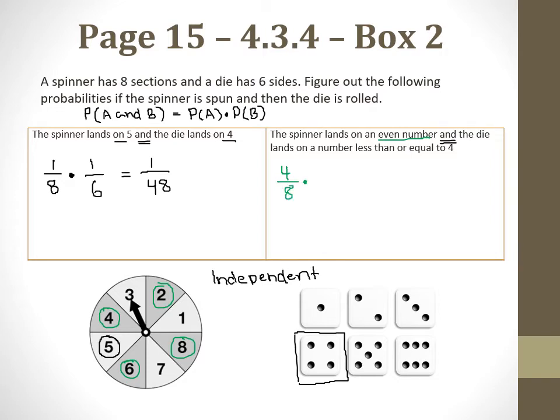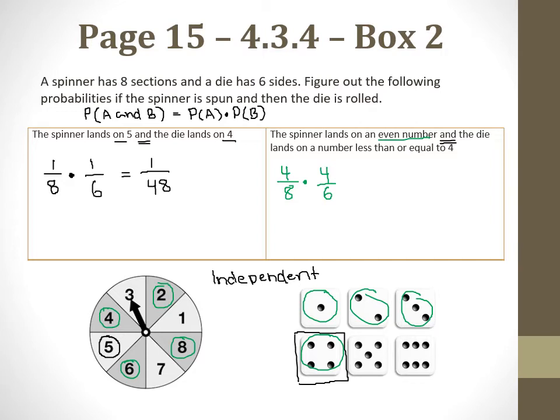And then the die landing on a number less than or equal to 4. That would be either a 1, a 2, a 3, or a 4. So that is 4 out of the 6 faces of the die. So the probability of less than or equal to 4 is 4 out of 6.